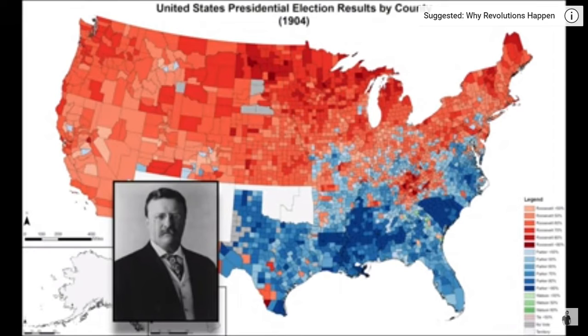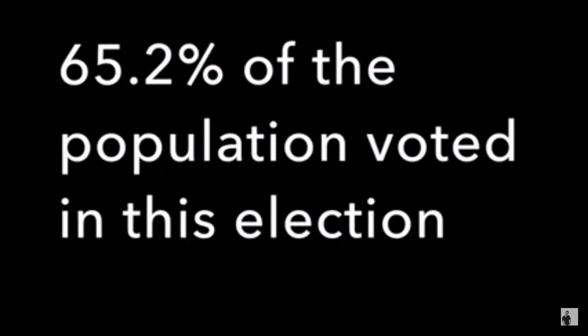Eugene Debs came in third, not winning electoral votes, but getting a respectable 3% of the popular vote. Silas Swallow came in fourth, getting 1.9% of the popular vote. Charles Fairbanks became the 26th vice president in American history. Teddy Roosevelt became the first president to win an election after becoming president not by election in American history.